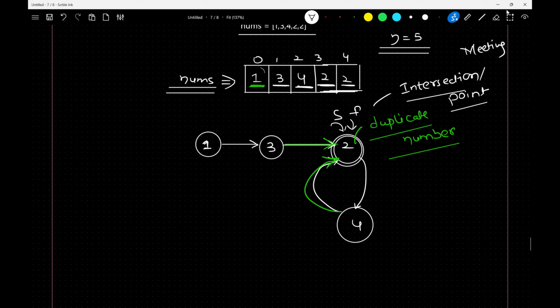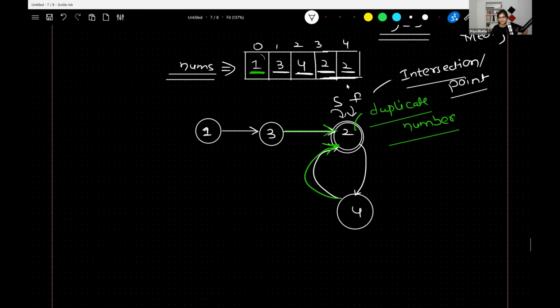So the slow pointer will point to 3. And the fast pointer, only 1 step you have to move, will point to 4. Again, they're not meeting. Go ahead. The slow pointer will point to, in the next case, 2, and the fast pointer will point to 2. This is the point which you will say is the duplicate number.